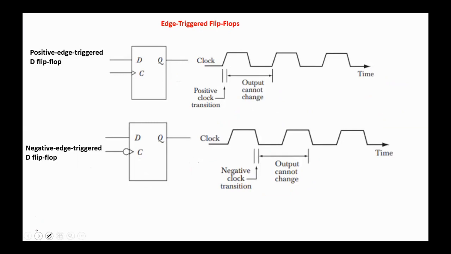Again, regarding the edge-triggered flip-flops, I mentioned that all flip-flops are triggered on the positive or negative edge of the signal. Here we have a positive edge-triggered D flip-flop, and here a negative edge-triggered D flip-flop. In the positive edge flip-flop, transitions occur here, and on the negative, transitions occur here. And here we haven't any change, and here we haven't any change.